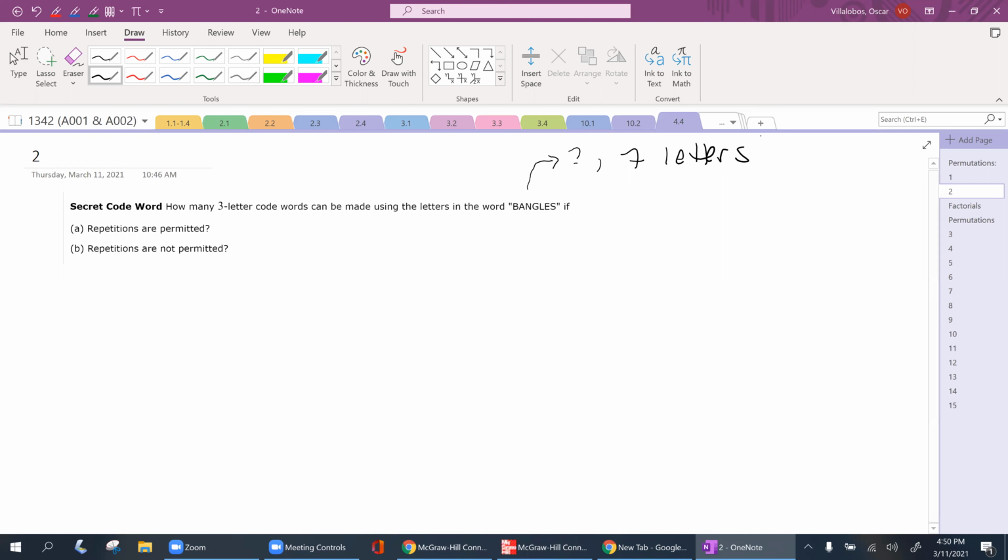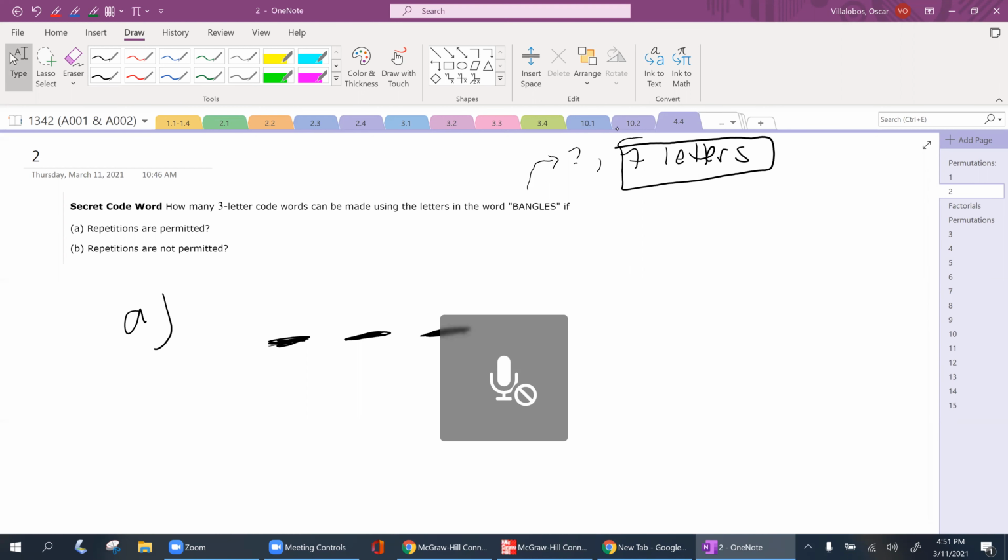7 letters. All right. So you may be saying, oh, well, are the 7 the houses, or is it the 3? Yes, the houses, right? The available slots will be 3, because this is how many 3-letter words, right? All right. So for A, we're going to use what we learned to solve this. I know I'm going to be using the 7, because there's 7 letters. And repetitions are permitted, right? Repetitions are allowed.